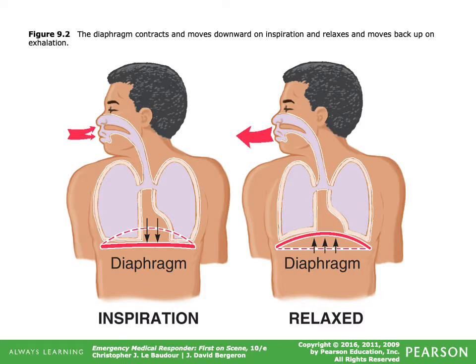The diaphragm contracts and moves downward on inspiration, and it relaxes and moves up on exhalation. If you look at the image on the left, the arrows are pointing down. That means the diaphragm is contracting and it's making the chest cavity larger, which we talked about earlier, creates a negative pressure. In the image on the right, the diaphragm is relaxing, is decreasing the size of the chest cavity, and we're breathing out.